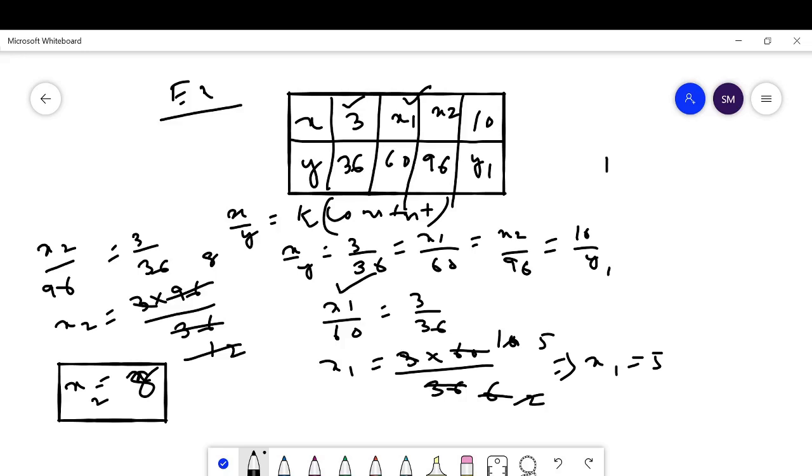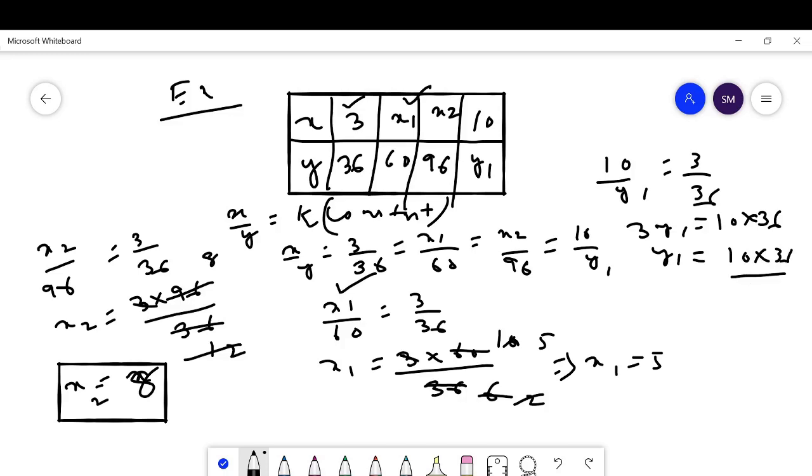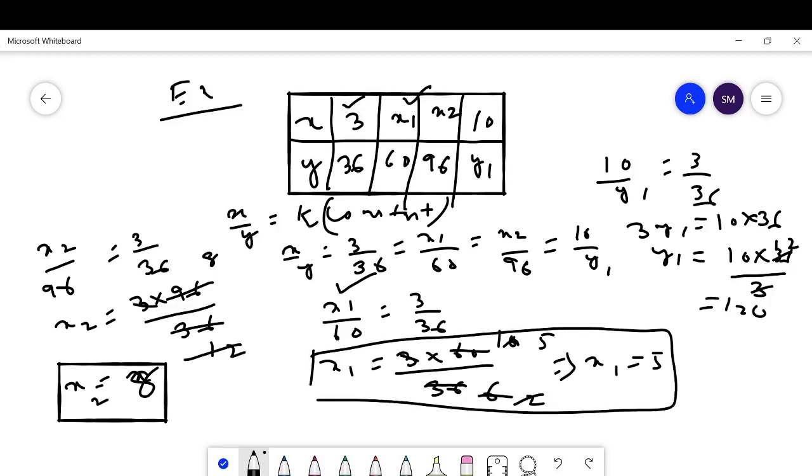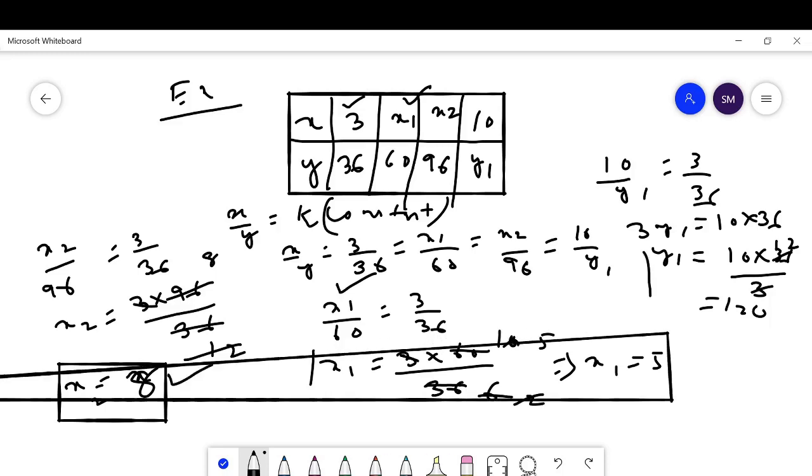Then 10 upon y1 is equal to 3 upon 36. Then 3 y1 is equal to 10 into 36, so y1 is equal to 10 into 36 upon 3, which is 120. So we come to the conclusion that x1 is 5, x2 is 8, and y1 is equal to 120.